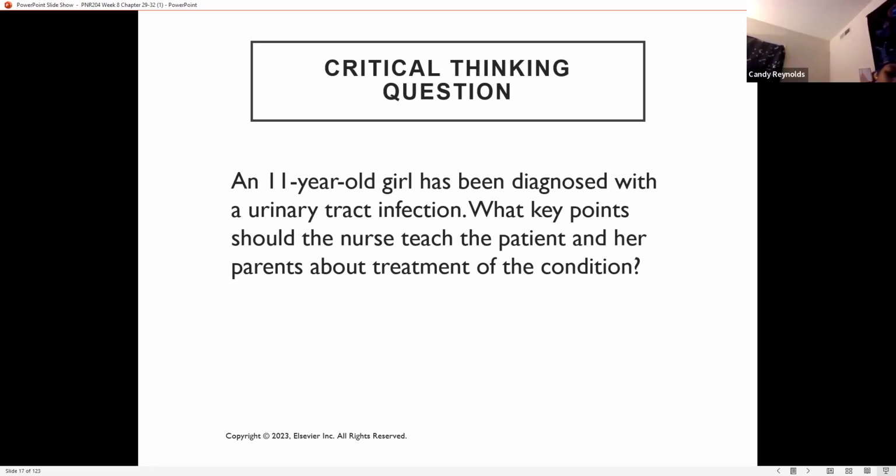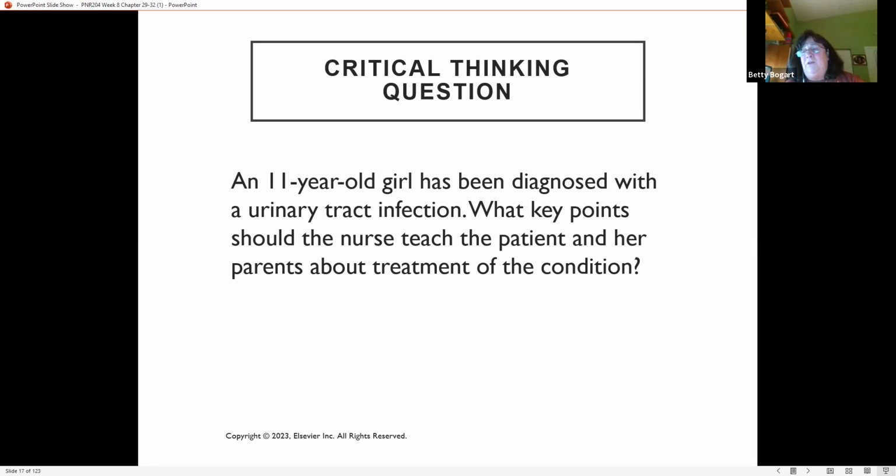Plenty of fluid. Excellent, excellent. That is always number one. What else do you think besides that? Antibiotic. Antibiotics, make sure they take all of them, right?